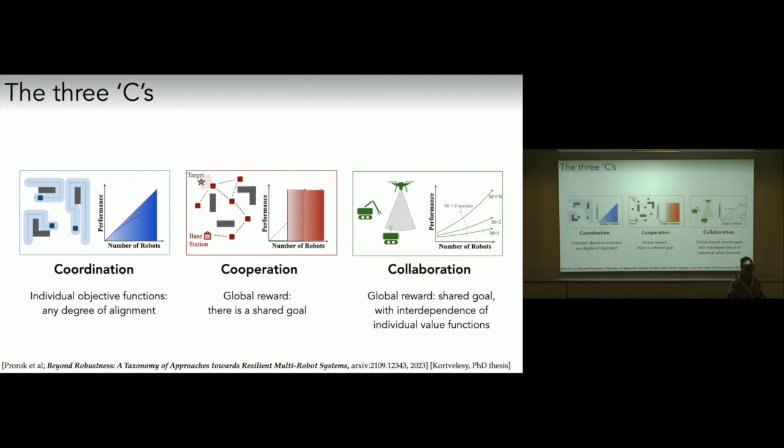Now, if we think about this in a learning context, we can also paraphrase these things in terms of the reward function. In coordination, we're thinking of individual objective functions where there could be potentially any degree of alignment amongst the agents. In cooperation, we are thinking of an objective function where there's a shared goal. And in collaboration, there could be a shared goal, but there are interdependencies between the individual value functions that the robots are adhering to. So that's a way of translating what these different paradigms translate to in the context of defining an actual learning problem.